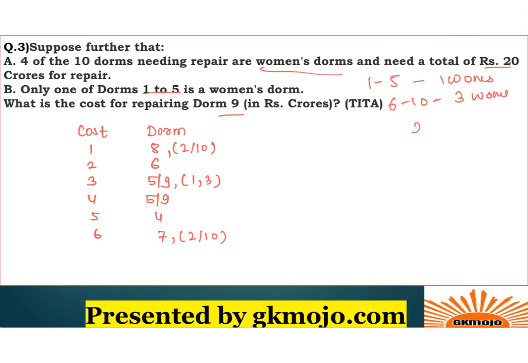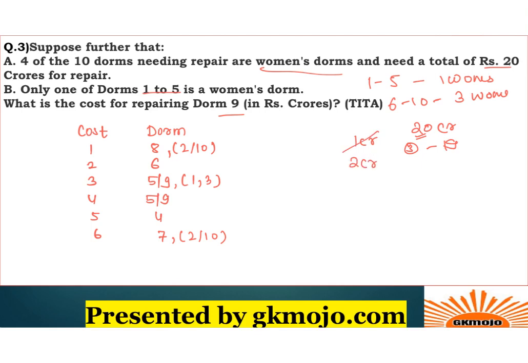Now try to understand, the total cost is 20 crores, which is a very high number, it's not low. If even one dorm is 1 crore, the rest 3 dorms will have to be 19 crores. But is it possible? Because the highest that a dorm can have is 6 crores. Even if you have all 3 dorms at 6 crores, you'll still end up with 18 crores and not fulfill this 20 crore condition. So the minimum cannot be 1 crore.